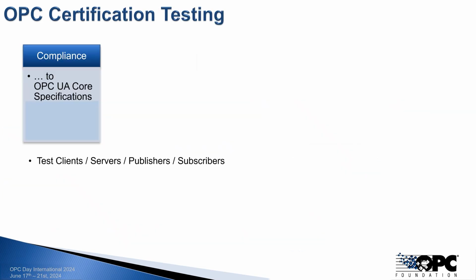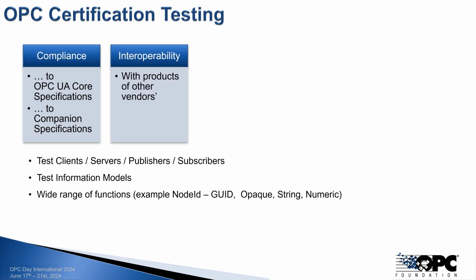What does the foundation test when we certify a product? We test clients, servers, publishers, subscribers. We test information models. This includes companion spec models can be tested. We make sure that the products also are interoperable. So we test them against other vendor products. Sometimes this gives a good way of testing some unique things like the fact that some servers may have just GUID node IDs. We check and validate that clients can handle GUIDs or opaque strings for node IDs. So we validate that the whole range of products are available.